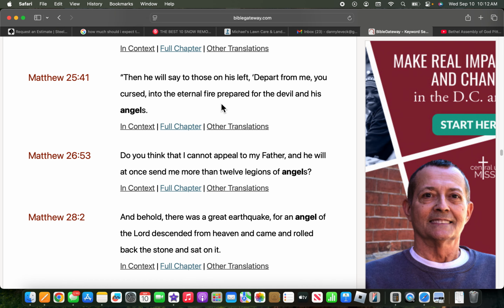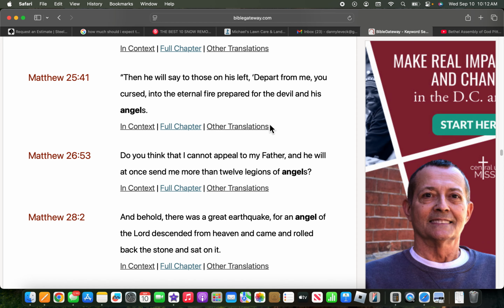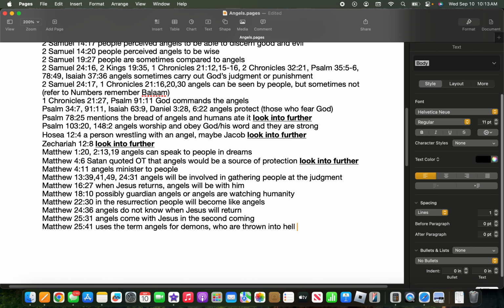Then in verse 41, to the eternal fire prepared for the devil and his angels. See, it's using the word angels for demons there, so we're going to note that. Matthew 25:41 uses the term angels for demons who are thrown into hell, or the eternal fire, is what it says specifically.